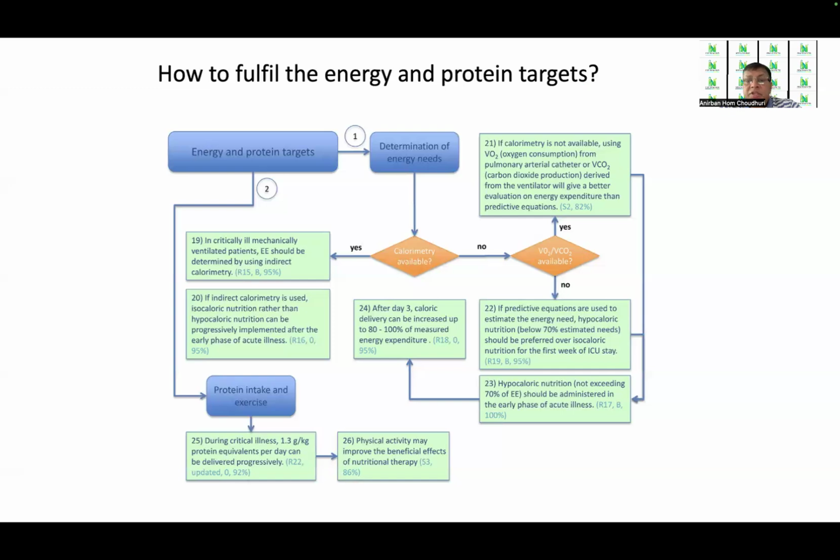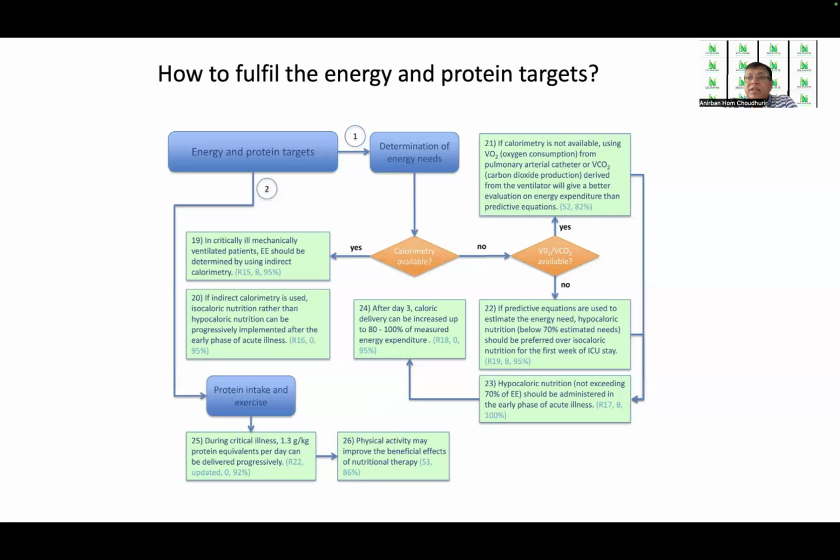If predictive equations are used to estimate the energy need, then hypocaloric nutrition is preferred over isocaloric nutrition for the first week of the ICU stay. Now, this is an important point: if we make calculations based on predictive equations, we would prefer hypocaloric rather than isocaloric. Whereas if we calculate the requirements on the basis of indirect calorimetry, we would prefer isocaloric over hypocaloric.